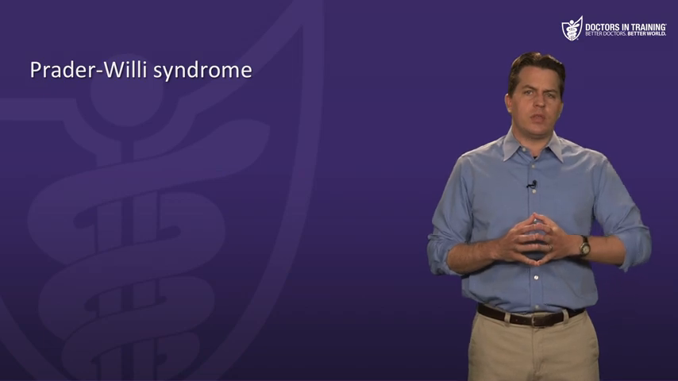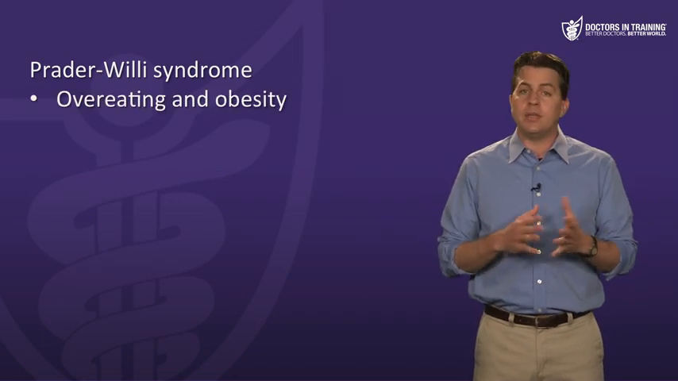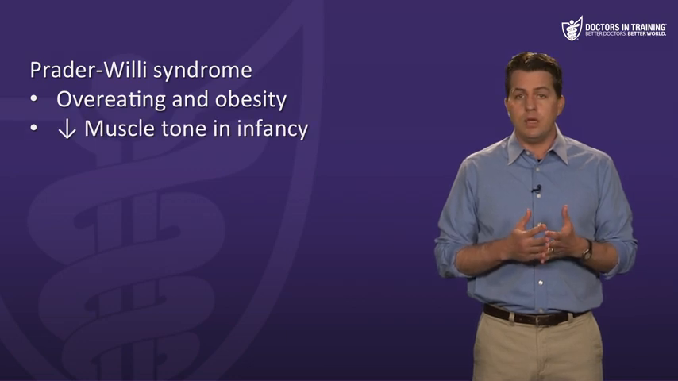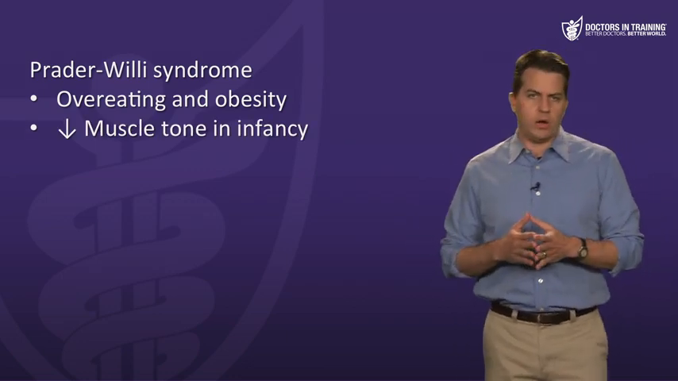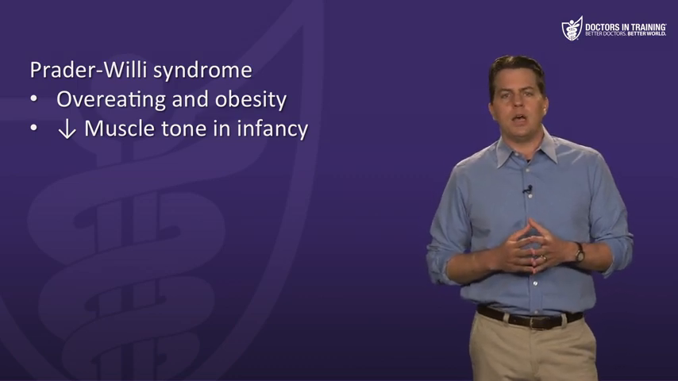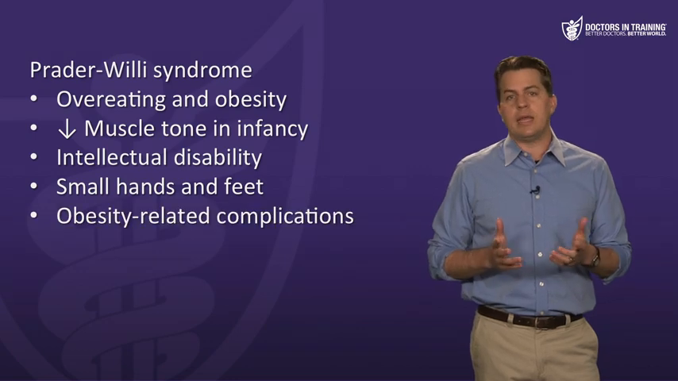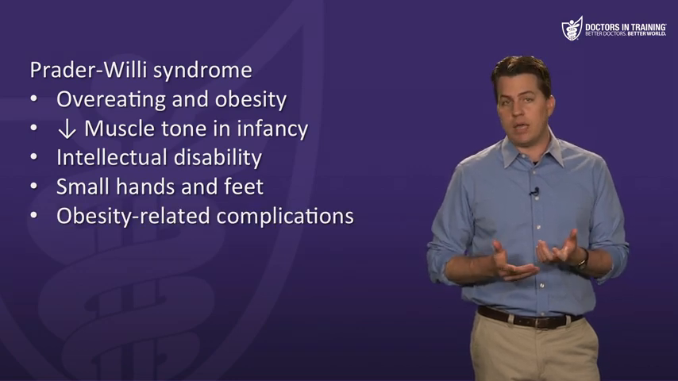Prader-Willi is the one where you have overeating and obesity. This is also associated with decreased muscle tone in infancy. So sometimes these patients will have a really hard time feeding in infancy. They also have intellectual disability, small hands and feet, and obesity-related complications that can decrease their lifespan.